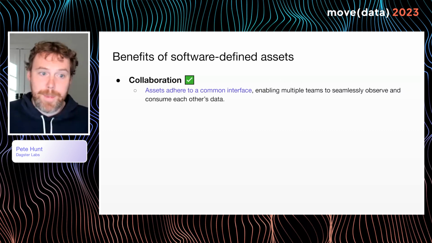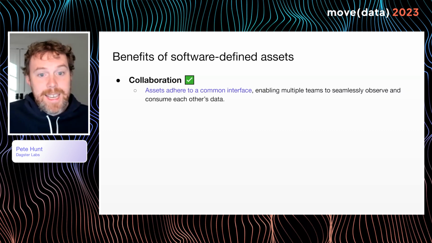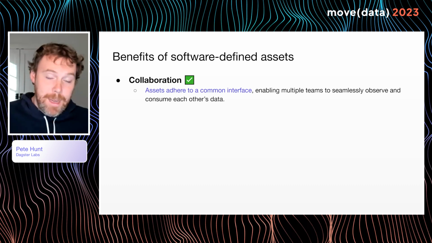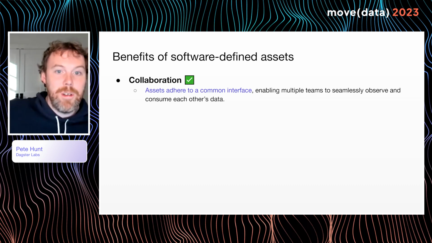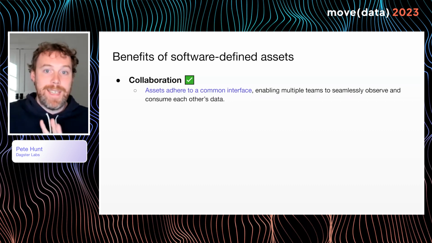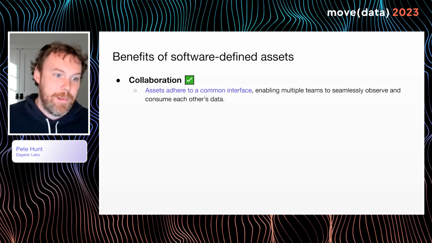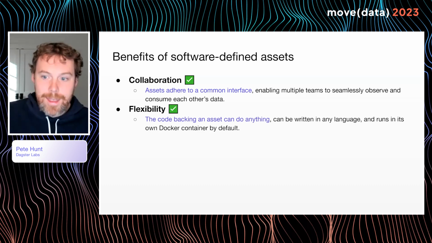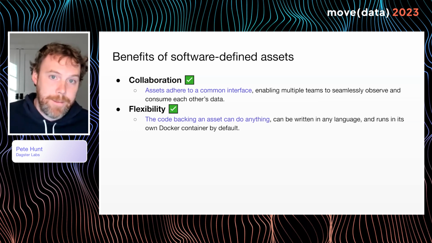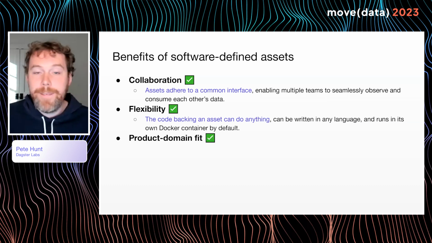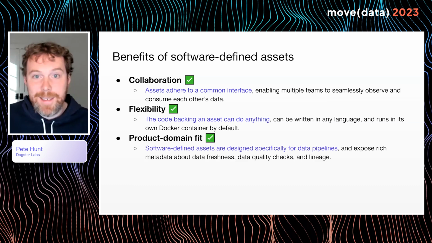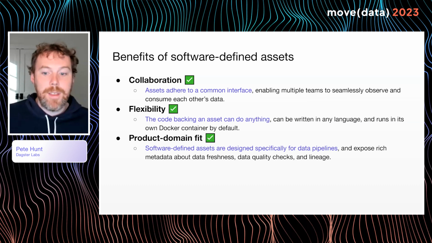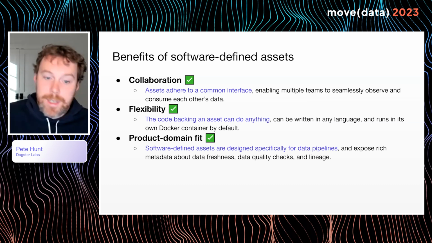So from a collaboration perspective, software-defined assets adhere to a common interface, which means my team can produce an asset that is later consumed by a different asset, and we can all observe the status of each other's assets in a standard way. It's also flexible. The code backing a software-defined asset can do anything, be written in any language, and it runs in its own process or Docker container by default, enabling isolation. And finally, product domain fit, designed specifically for data applications. And so they expose rich metadata about the freshness of the data, the state of the data quality checks, and the lineage.